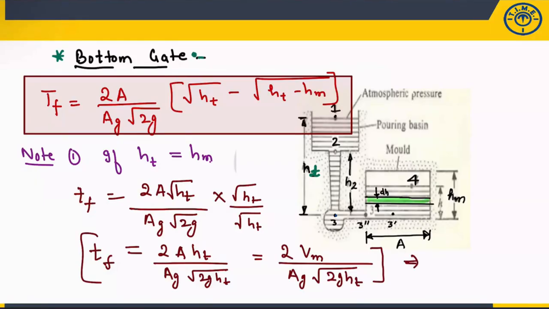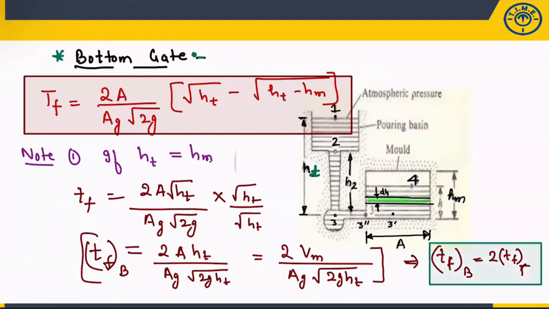Now, for the total time required for filling the mold cavity, the bottom gate system takes 2 times that of the top gate system. This is a very, very standard result. So the bottom gate system requires 2 times the filling time of the top gate system. This is only applicable when St is equal to Hm.